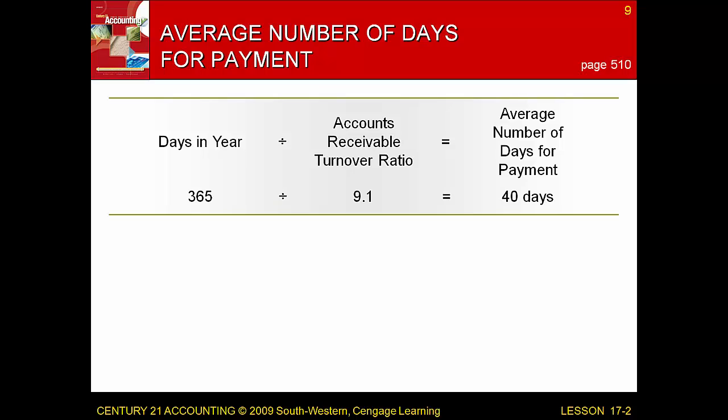So there are 365 days in the year, and we're going to divide that by our accounts receivable turnover ratio. So when I do that, that gives me 40 days. So what does that mean? That they have accounts receivable are paid off once in every 40 days.